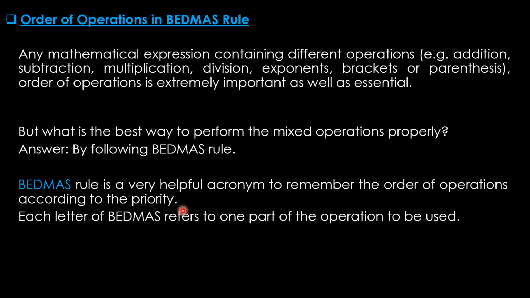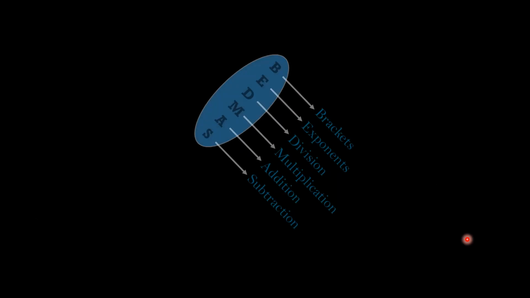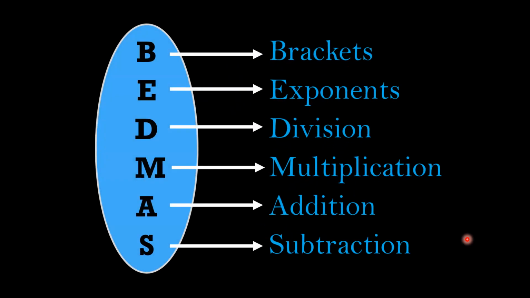Each letter of BEDMAS refers to one part of the operation to be used. Let's see what BEDMAS stands for. B stands for brackets, E stands for exponents, D stands for division, M stands for multiplication, A stands for addition, and S stands for subtraction. So that's what BEDMAS is: brackets, exponents, division, multiplication, addition and subtraction. The first letter of each is what we are using in this acronym.